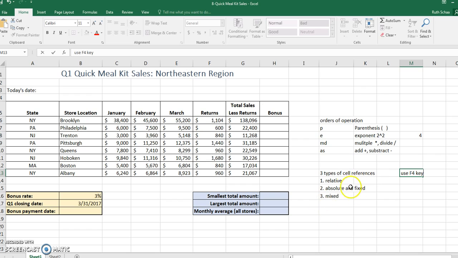What does that mean? Relative means that it will change according to how many cells you go over to the left, to the right, or down. It changes the address. Absolute means it is locked in. It doesn't matter where you have your address, it will always read that.